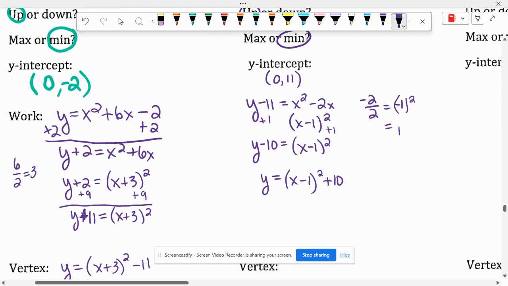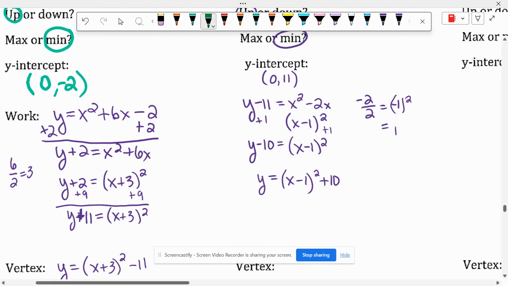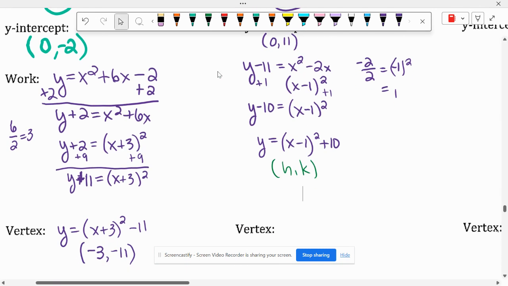So what is my vertex? This is in vertex form. Remember your vertex is h comma k. Say it again. Yeah, it's 1 comma 10. Your vertex is 1 comma 10.